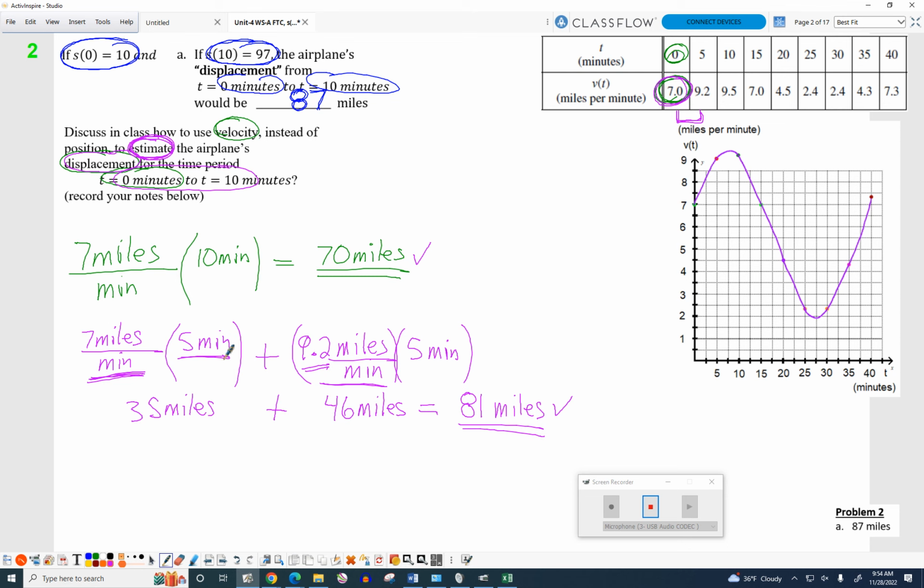Questions? Okay, that's where we're headed, this idea that we can find displacement, it just depends on how often we check the velocity. So go to number 3 now, page 3.